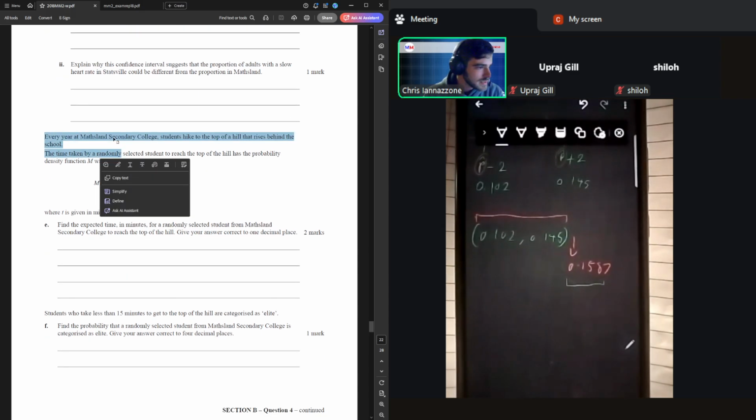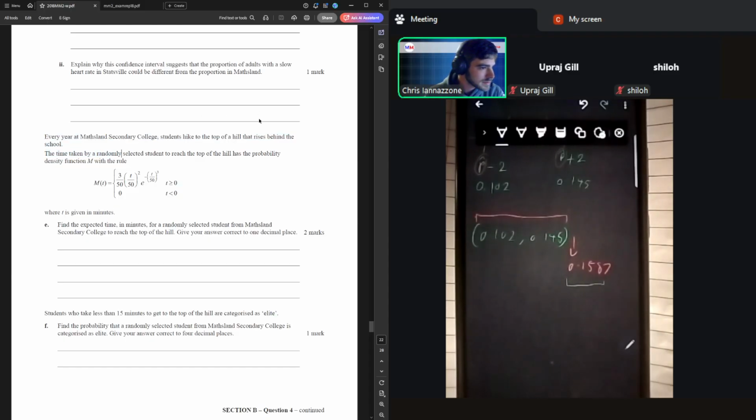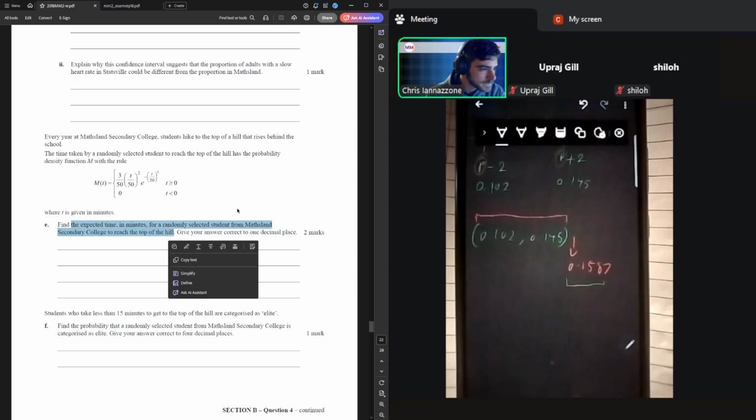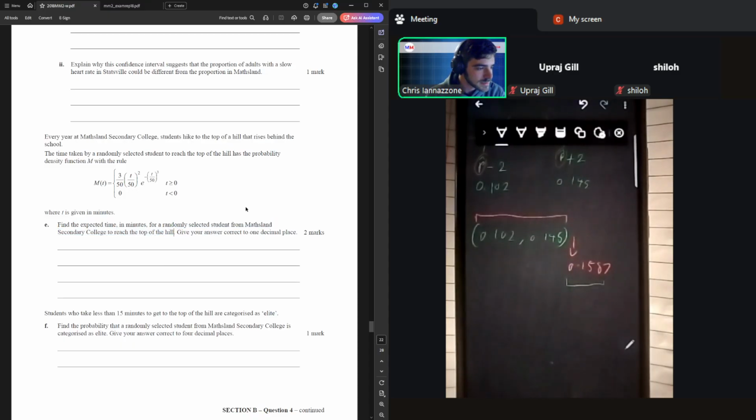Next up. Every year at Massland, students hike to the top of a hill. The time it takes to do that is given by this probability density function. Find the expected time in minutes for that to happen. Expected time, expected value, these are the same. Same sort of thing.